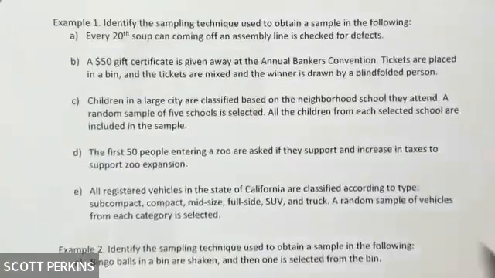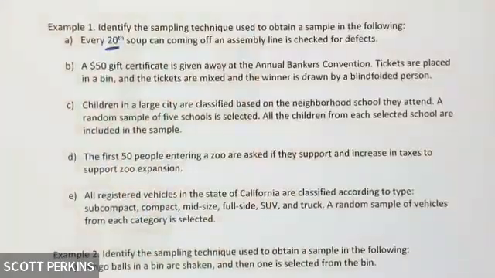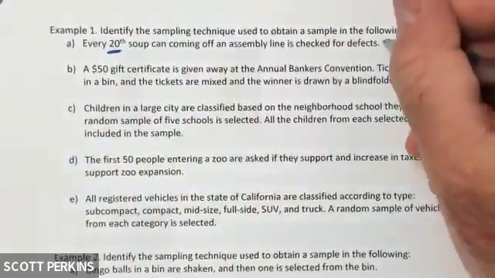So for instance, example 1, the A problem says every 20th soup can coming off an assembly line is checked for defects. Which one of the sampling techniques does that look like? Yeah, systematic. Systematic, remember, you start at a random spot and then you pick every nth item. And so the key here is every 20th soup can. That's what tells you right away that this is systematic.